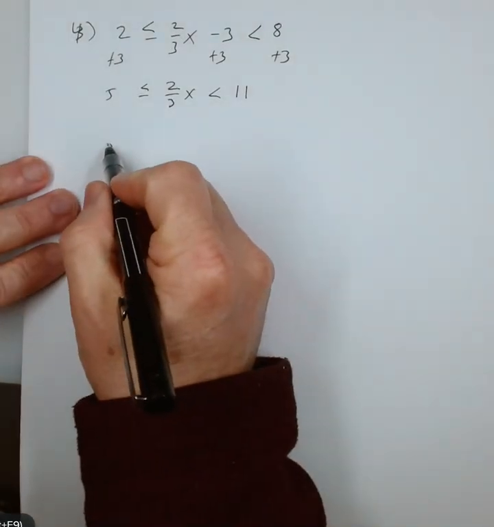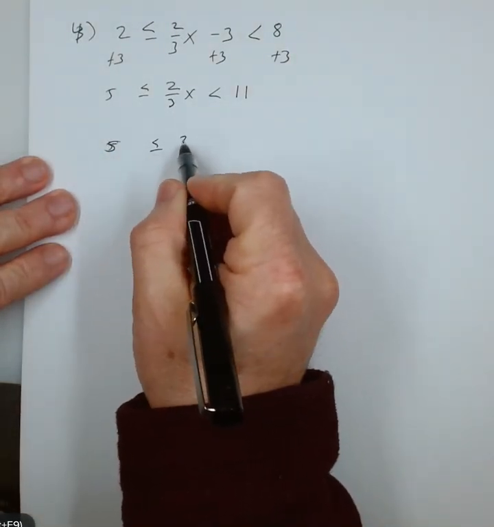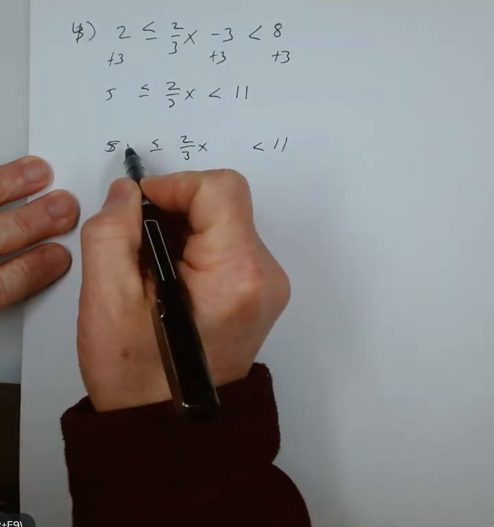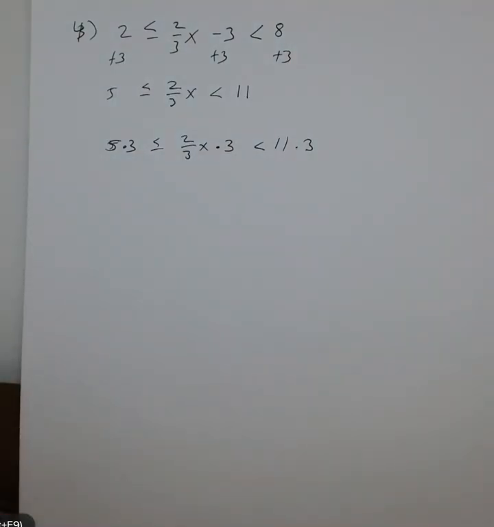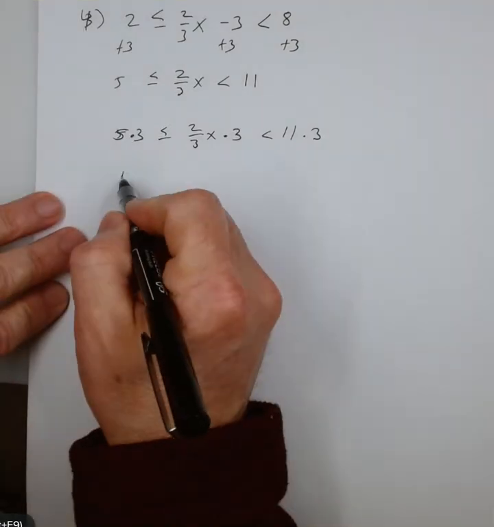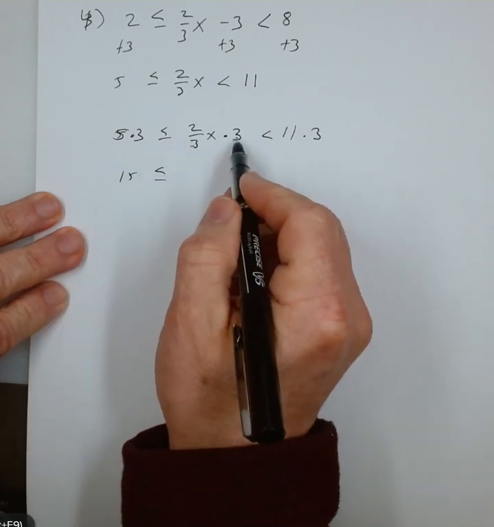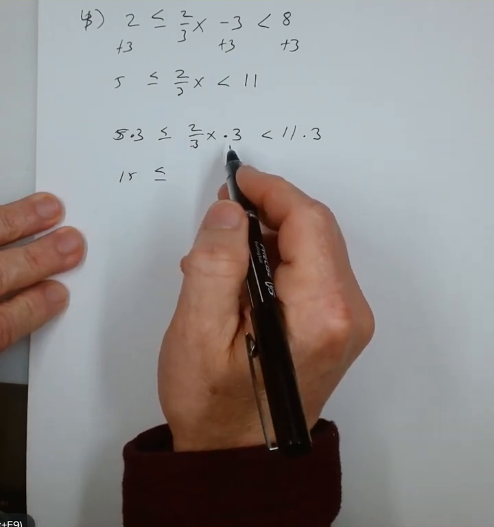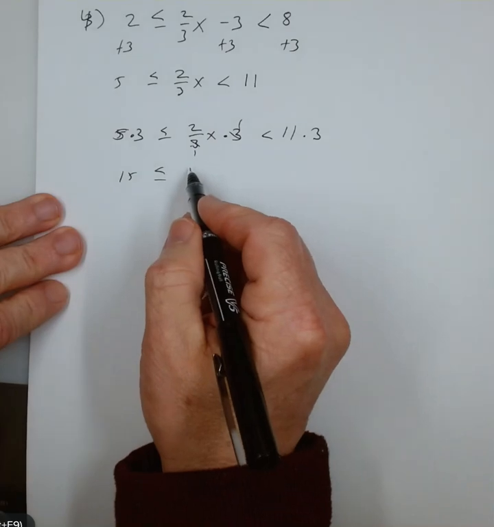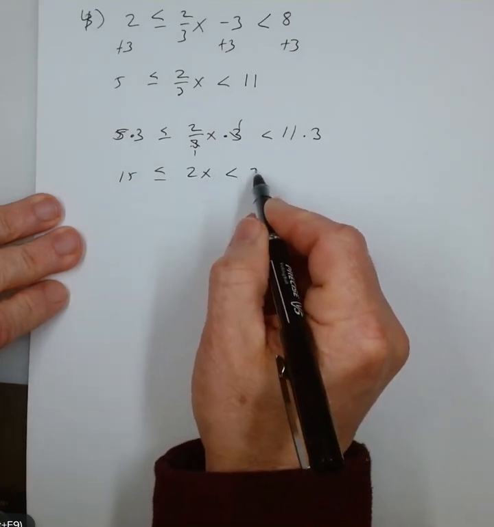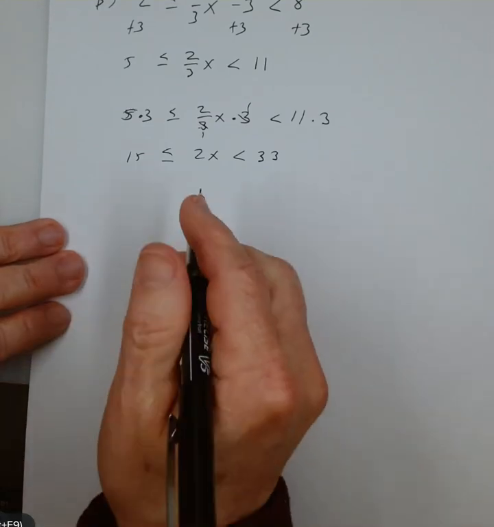So here's what it's going to look like. I'm just rewriting this over, leaving some space. I'm going to say times 3, times 3, times 3. Just like that. No issue, I'm not dealing with any fractions. What's 5 times 3? 15. Less than or equal to. What's 2/3 x times 3? 2x. The 3's divide out. So 2x, less than 33. One more step and you're done.